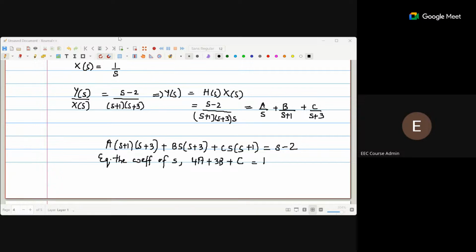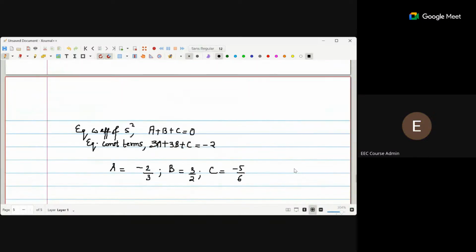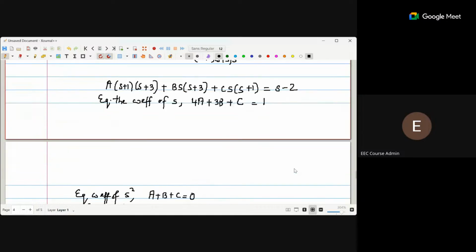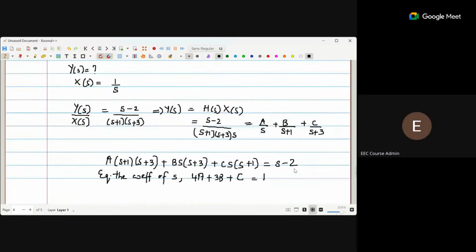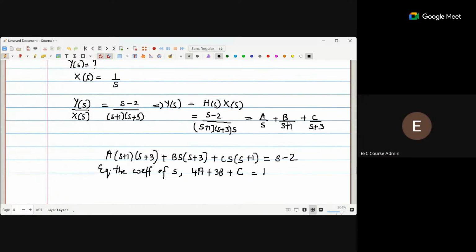Have you checked? Yes, ma'am. A equal to minus 2 by 3, ma'am. So A is minus 2 by 3, B is 3 by 2, and C is minus 5 by 6. So substituting that here, you will get Y of s as minus 2 by 3 by s plus 3 by 2 by s plus 1 plus minus 5 by 6 by s plus 3.